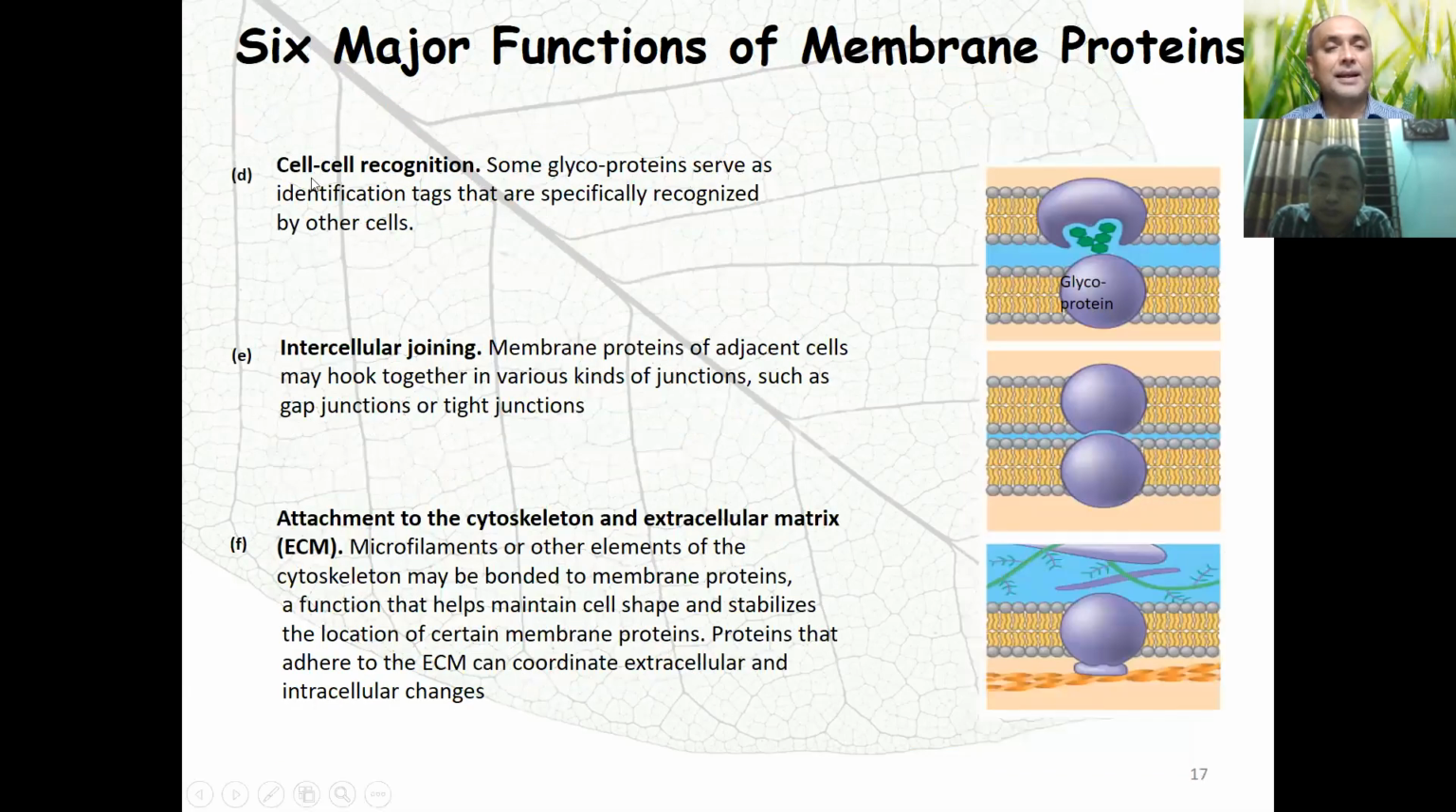A cell-to-cell recognition system. Some glycoproteins serve as identification tags that are specifically recognized by other cells.